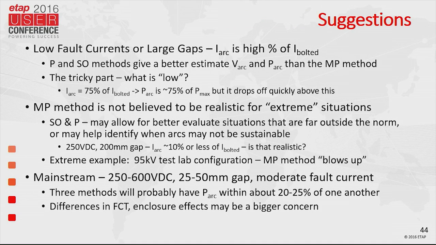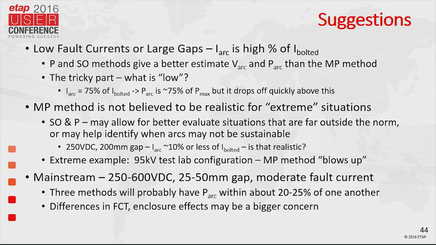Suggestions. For low fault currents or large gaps, I think Palkert and Stokes and Oppenlander are probably better models to use than our maximum power. The trick is defining what is low. My initial thought: maybe if we got a situation where the arcing fault current was more than 75% of the bolted fault current, we could say that happens when arcing fault currents are low. Maybe that's a trigger for moving over to one of these alternate calculation models.